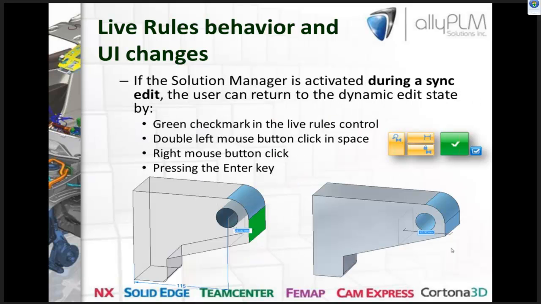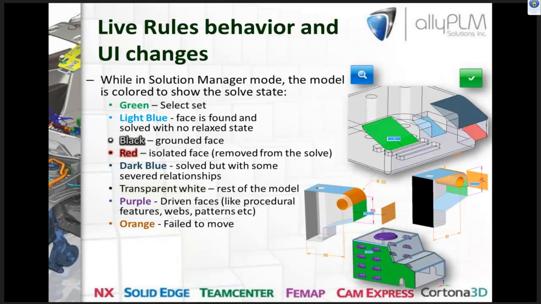If the Solution Manager is activated during a synchronous edit, the user can return back to the dynamic edit state by either clicking the green check mark, double-clicking the left mouse button, or pressing the Enter key. While you're in the Solution Manager mode, the model comes up with a lot of new colors here, and this is what each of the colors mean.